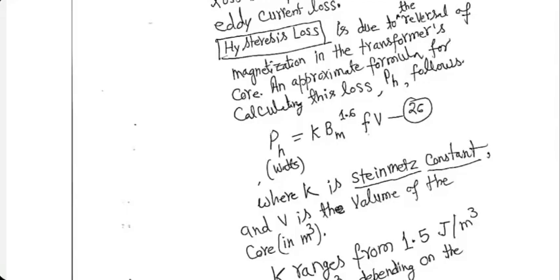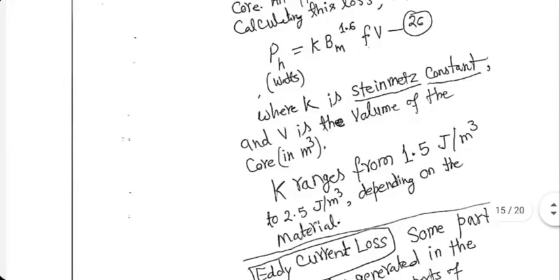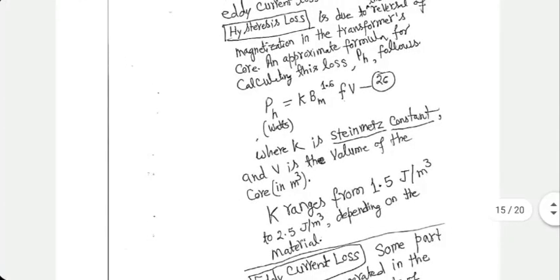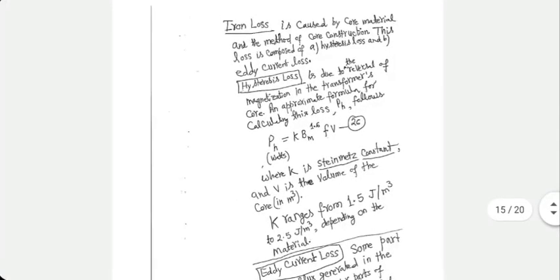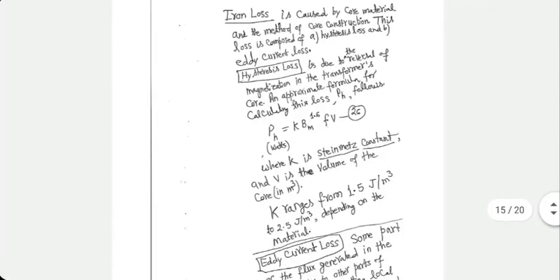F is operating frequency, Bm of course, peak value of the flux density, which is known to us, and K is a known constant for a given material. K ranges from 1.5 joules per meter cube to 2.5 joules per meter cube, depending on the material. I took all this from somewhere, I'm sure you can verify this in several books. There are ways to measure iron loss in practice using experiments. If time permits, I'll come to that later. These equations are approximate guidelines. Practical engineers would rather measure the losses and then move forward.